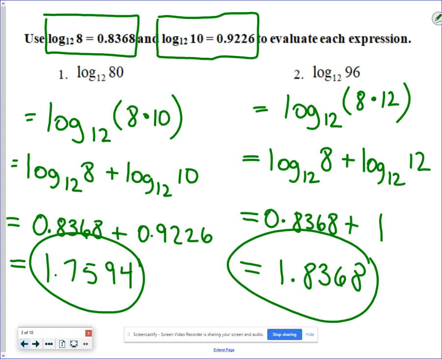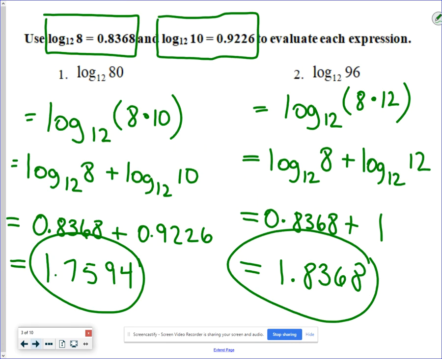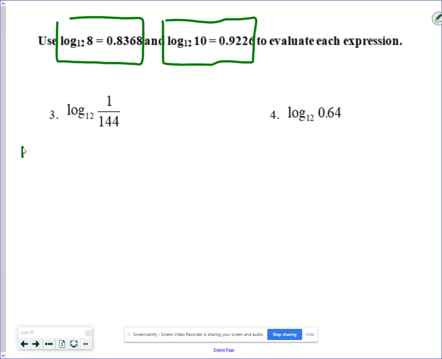So if we go back and look at our rules, when we divide, what do we do? We subtract. So what we can do here on this one is we can rewrite this as log base 12 of 1 minus log base 12 of 144. But these are not given in the directions, but these are ones that you should know. What is log base 12 of 1? Well, if you don't know it, the question you're going to ask yourself is 12 to what power is 1? 12 to what power is 1? 0.